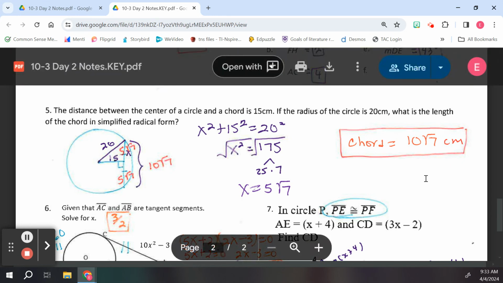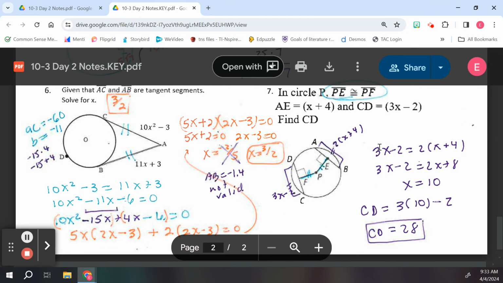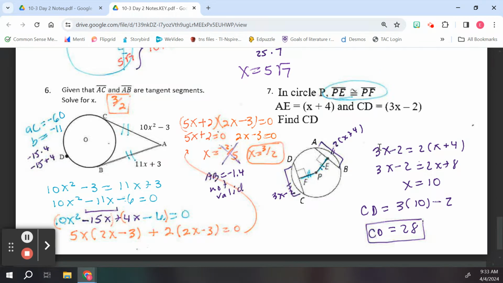All right, let's take a look at 6. And 7's right there too. Given AC and AB are tangent segments, solve for x. So this should have been more like a yesterday or a day before thing. Since those are tangent, those are congruent. You set those equal to each other. You set 10x squared minus 3 equals 11x plus 3. Get everything to one side so it equals 0. And wouldn't you know it, you needed to factor. Your answer should have been negative 2/5 and 3/2.